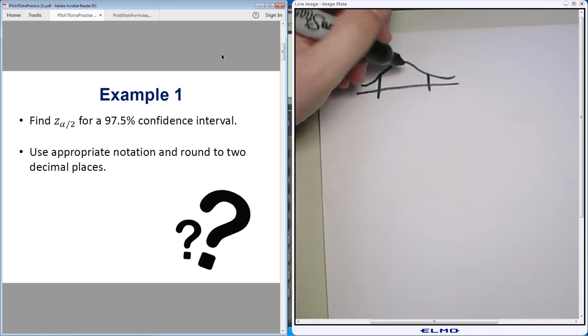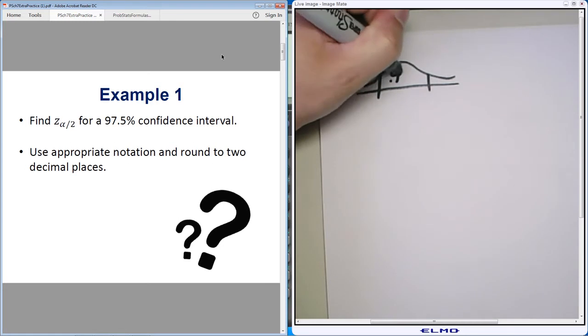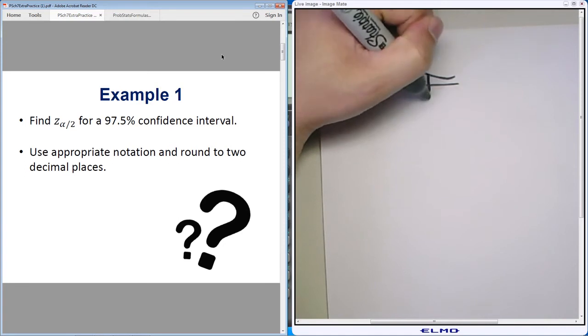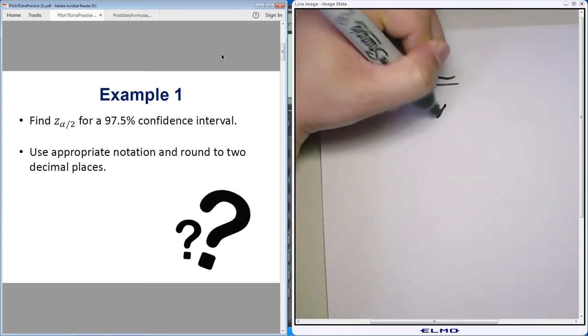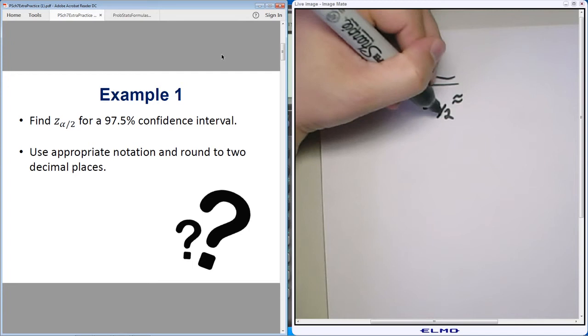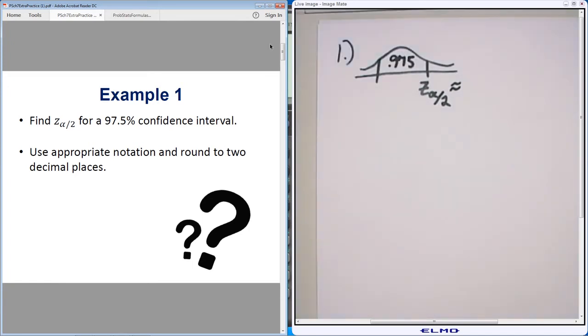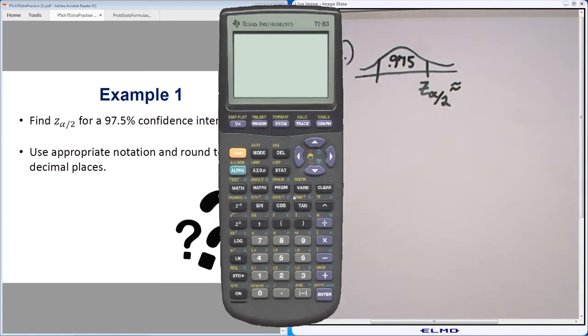So I have 2 tails, and in the middle I have 0.975. Z sub alpha over 2 is the right-hand z-score, this one, because alpha over 2 is going to be left in the tail. All right, let's find alpha and then alpha over 2, and we'll go from there. First, I take 1 and subtract the area in the middle. That's the area in both tails combined. So divide it in 2 since they share it.